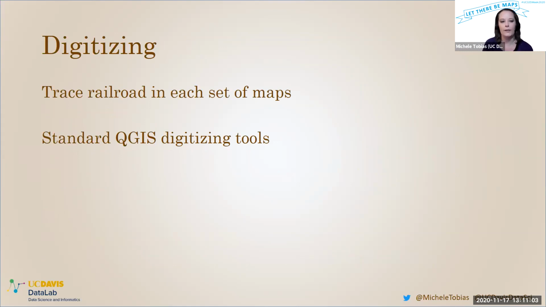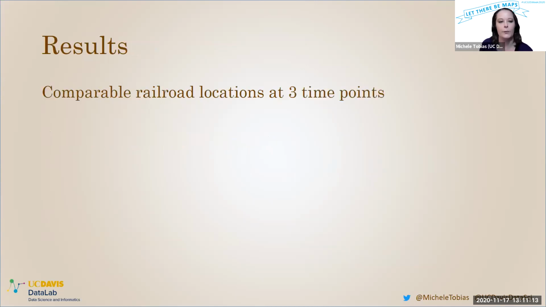So we took our scanned georeferenced maps and we traced out the line of the railroad in each of the maps for the 3 time points, just using the standard digitizing tools in QGIS. So the result was we ended up with 3 railroad locations at 3 different time points. And you want to see maps because you're here for maps.